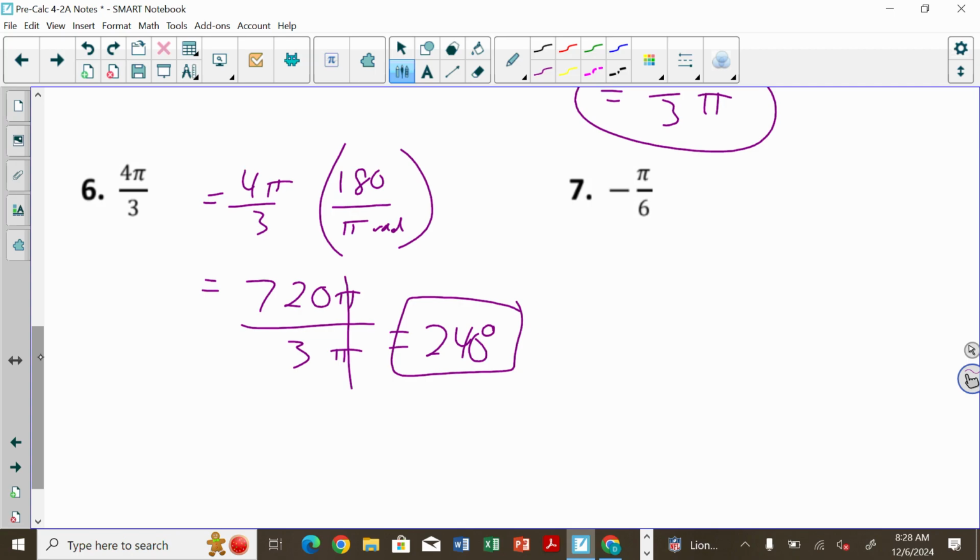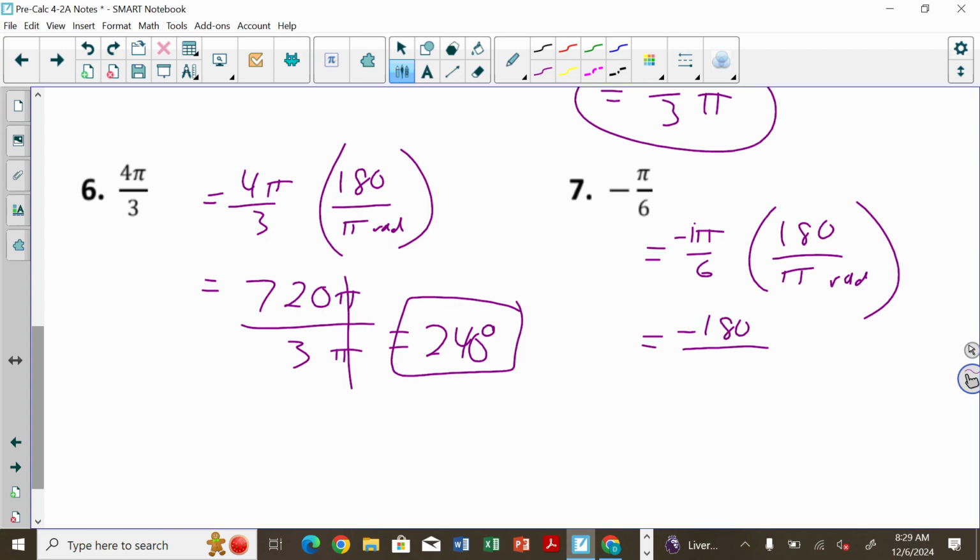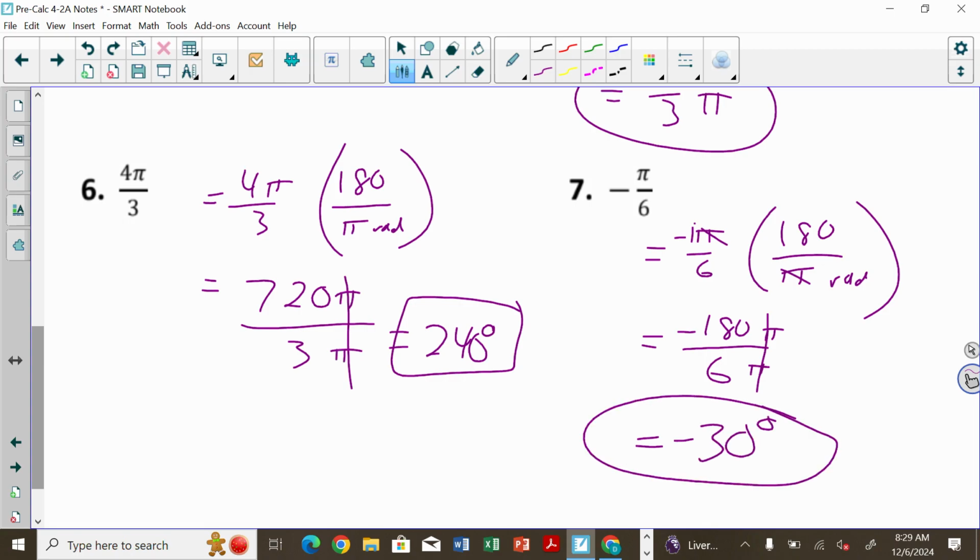All right, last one here. Take the pi over 6 and multiply it by 180 over pi radians. That's, basically, 180 over 6, and remember those pi's are going to cancel, and you can cancel them here if you want. So it's 180 divided by 6, which equals 30 degrees.